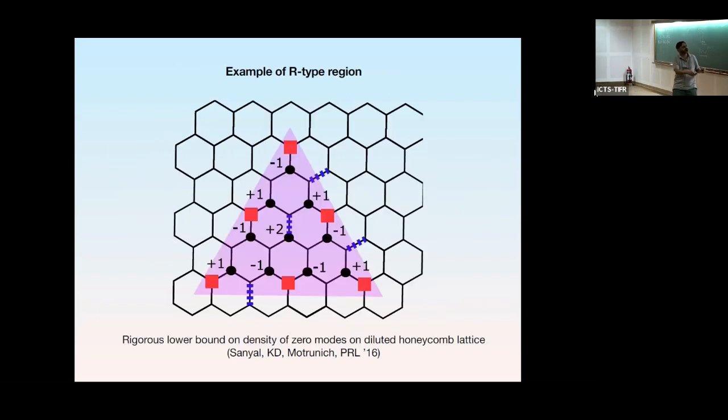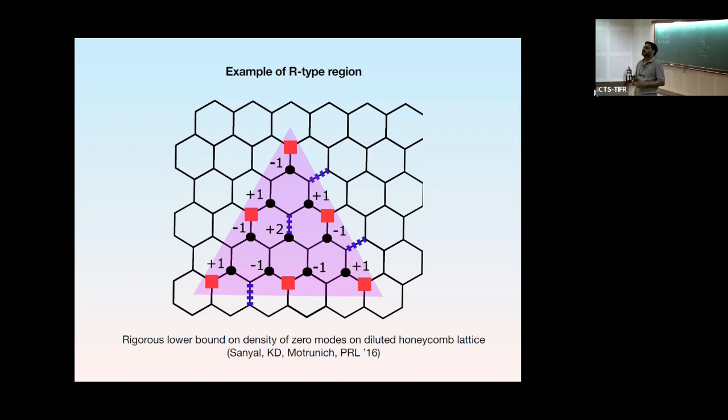So this, of course, proves nothing. It's just one picture. But if you wish, this picture is a rigorous lower bound on the density of zero modes, right? Because with some probability that I can estimate, in every box of some size, these six vacancies can come together, right? And that's it.